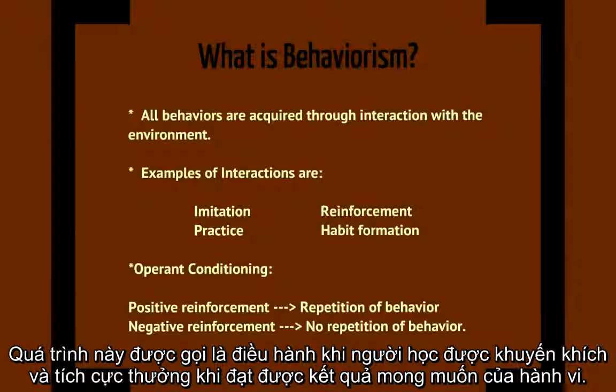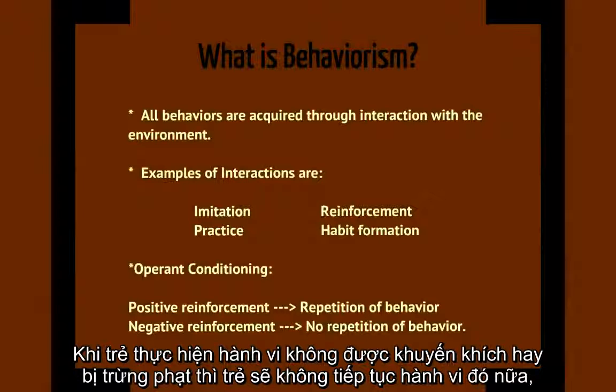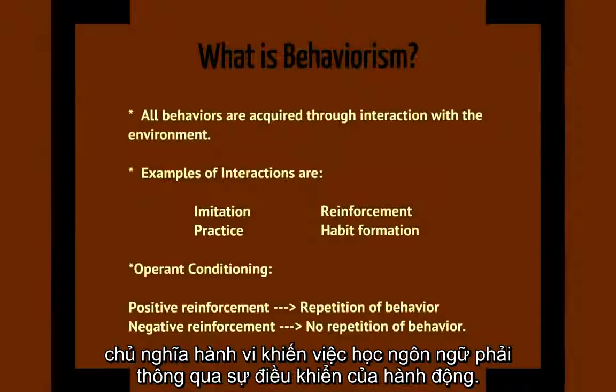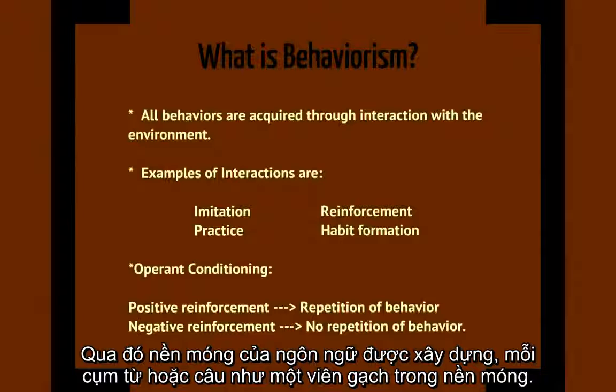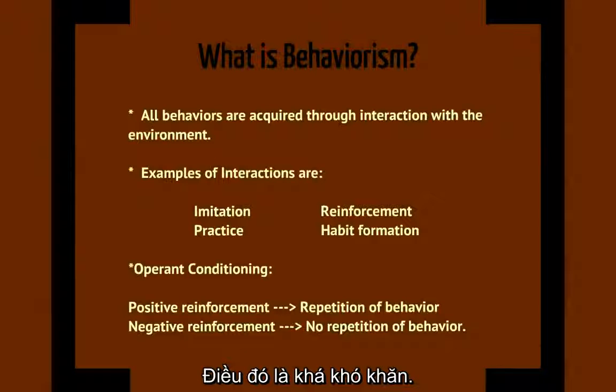Imagine this happening over and over for every word, part of speech, phrase, or sentence of a language. This process is called operant conditioning. When learners are encouraged or positively rewarded for showing a desired behavior, this results in the continuation of said behavior. If learners are discouraged or punished for showing an undesired behavior, this results in the learner not repeating the behavior. Behaviorism holds that language is learned solely through operant conditioning, and in this way the whole house of language is built, each word, phrase, or sentence acting as one brick in the foundation. A daunting task indeed, so daunting that some would say it's impossible.